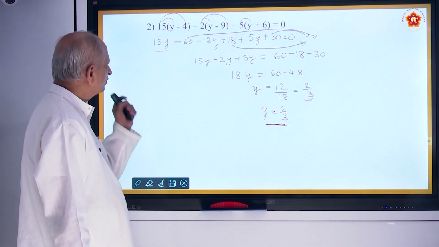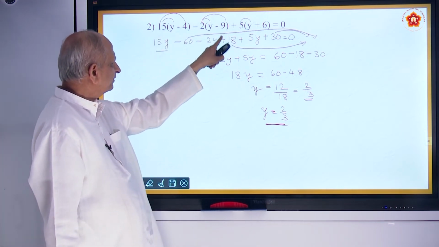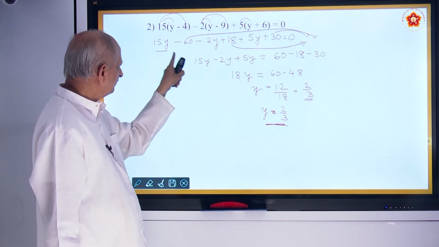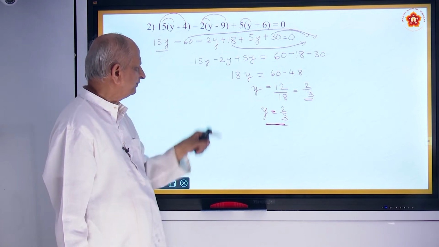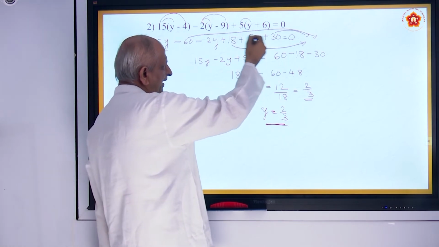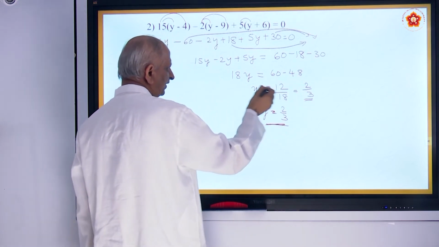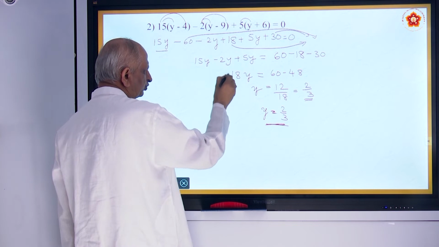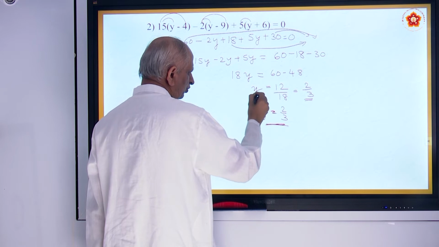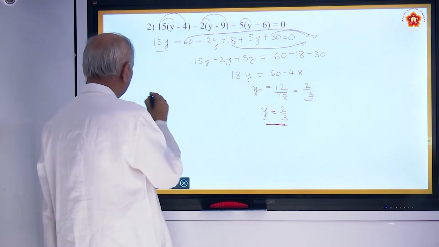Correct? So what you have done, we remove the bracket, correct? 2y, minus into minus plus 18, 5y plus 30 is equal to 0. So all y together, 15y minus 2y plus 5y is equal to minus 60 becomes plus 60, plus 18 becomes minus 18, plus 30 becomes minus 30. So these two added, minus 48. This is 20y minus 2y, 18y is equal to 12. So y is equal to 12 by 18, 6 2s are 12, 6 3s are 18. And you can verify also.